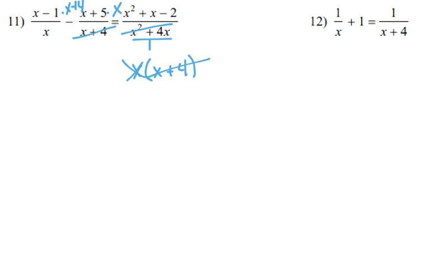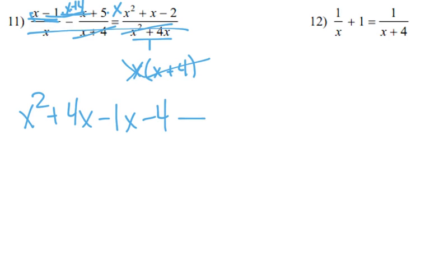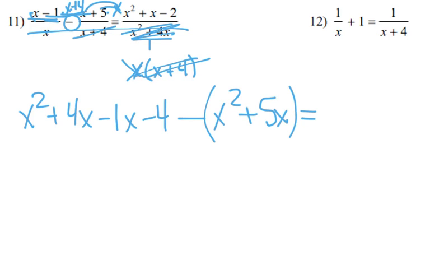So we'd end up having, we got rid of all those, so that times that, so x times x would give us x squared. X times 4 would be positive 4x. Negative 1 times x, negative 1x. Negative 1 times 4, negative 4. Minus x times x would give us x squared. And think of this all in parentheses because that minus applies to all of it. X times 5 would be 5x equals, and that canceled the whole thing, so x squared plus x minus 2.